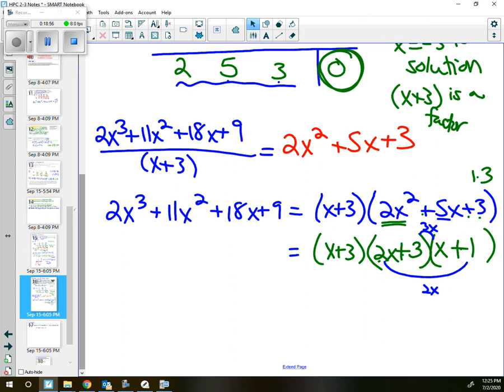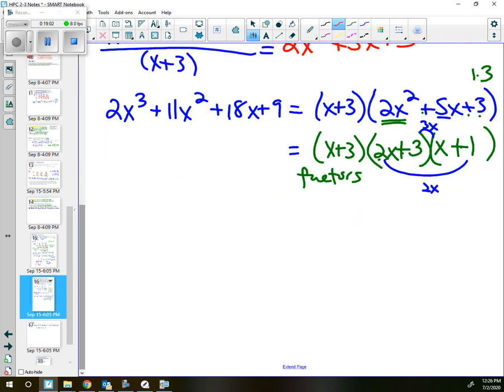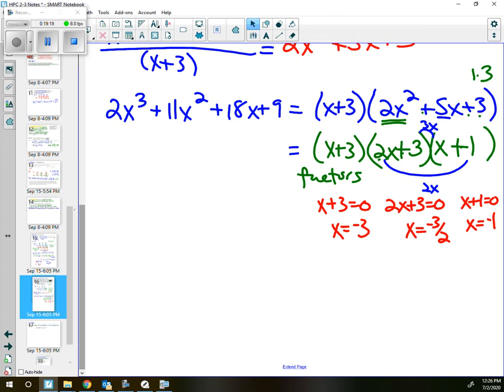Now remember, those are the factors. We want the solutions or the zeros, so we set each of those equal to 0 and we solve. So x plus 3 equals 0, we knew that one, that's the one that they gave us. The middle 2x plus 3 equals 0 and x plus 1 equals 0 are going to give us our other two solutions. So this looks like -3 halves or -1.5 and -1. So again, these would be the solutions or the zeros, they're the x-intercepts on the graph.